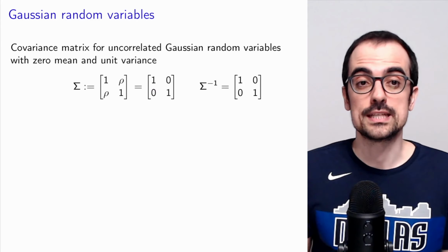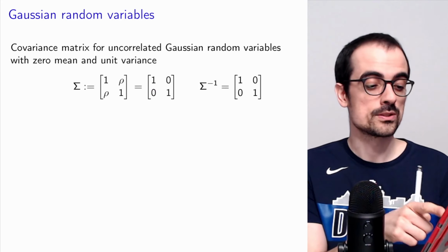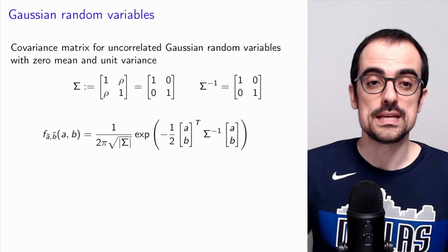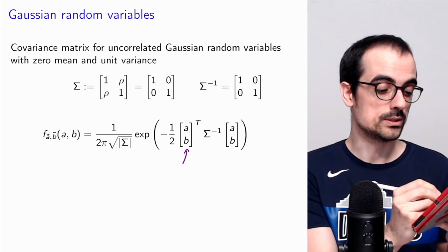So now let's take a look at the joint PDF between the two uncorrelated Gaussian random variables. This is the general formula for the joint PDF of a Gaussian random vector that has zero mean, otherwise we would have to include the means there.